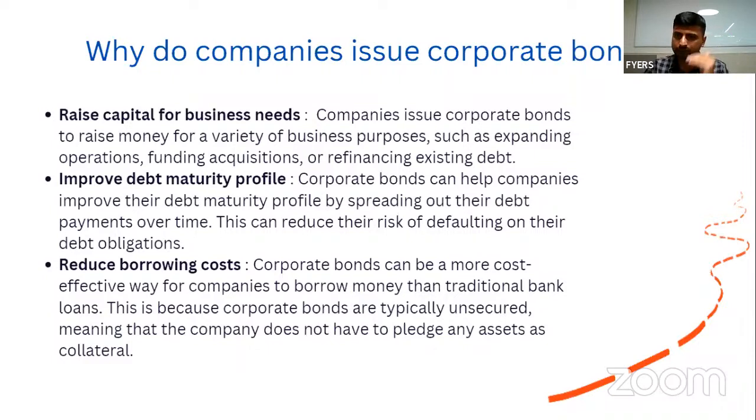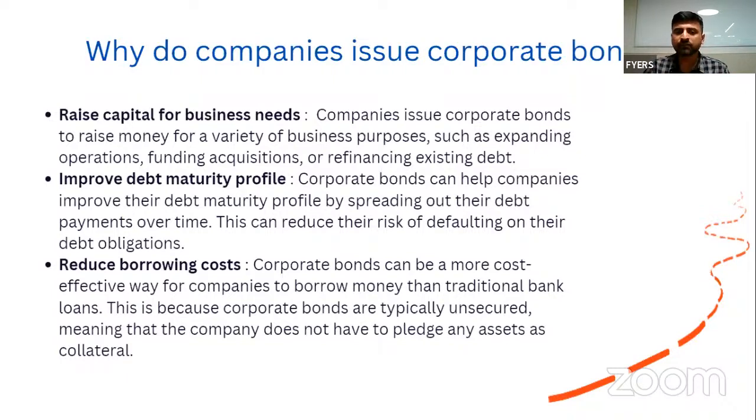Third reason is reducing borrowing costs. So for example, traditional bank ke paas, when a company goes, the bank can quote a certain interest rate to the company, saying you have to pay us, for example, 12% interest rate, or so on and so forth. Lekin when they come to the public market, they might be able to raise funds at a lower interest rate, which they have to pay to the general audience, like you and me, retail investors.